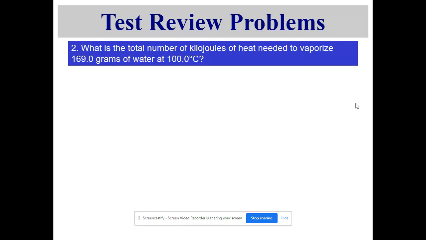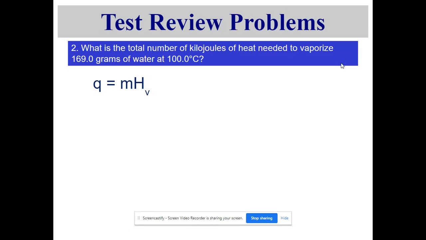Next problem. What's the total number of kilojoules of heat needed to vaporize 169 grams of water at 100 degrees Celsius? First question you ask yourself, is it a phase change or a temperature change? It says vaporize, so hopefully you recognize that that's a phase change.